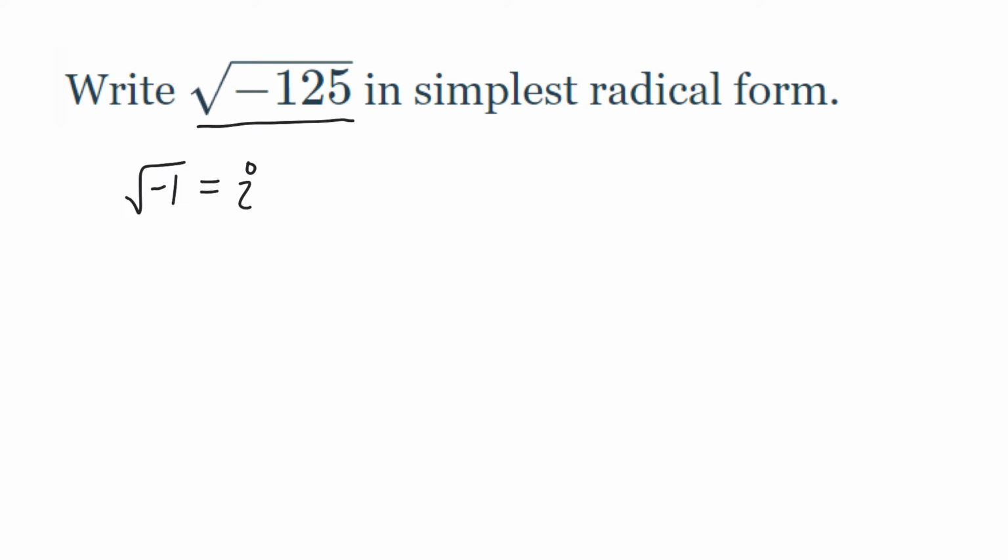So the way we go about this, I'm going to do this one time, and then on the later examples, I'll show you how I do it in a quicker way. But I want to make sure that we have everything written out. We're going to change this to the square root of negative 1 times the square root of 125.